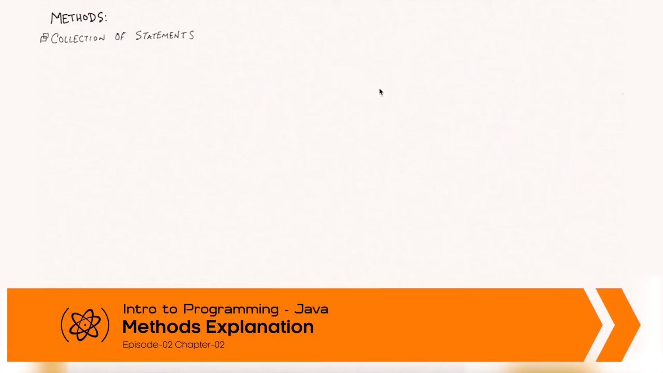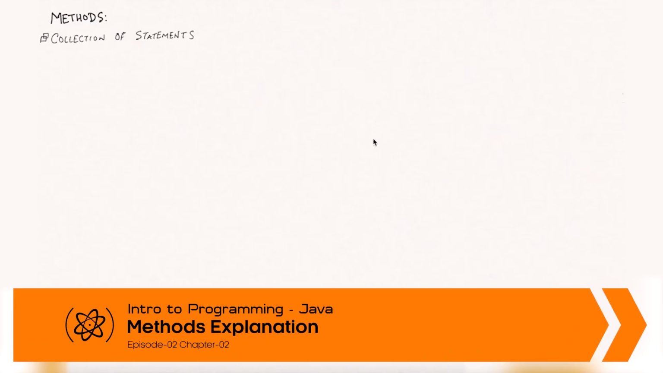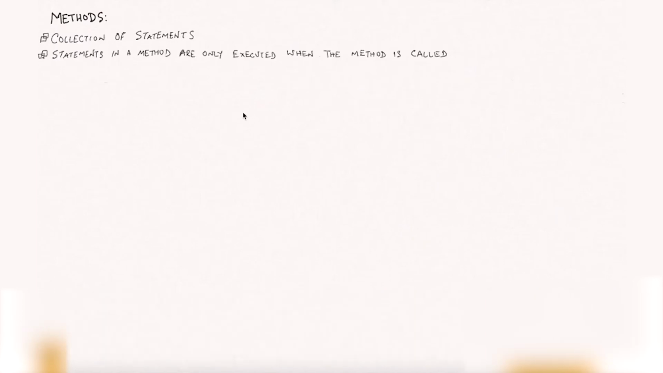Before we start the discussion about classes, let's quickly talk about the concept of methods. What are methods? Methods are basically a collection of statements. Every time you write one line of your code and end it with a semicolon, that is a statement. A method has a collection of such statements. Now, those statements in a method are only executed when the method is called.